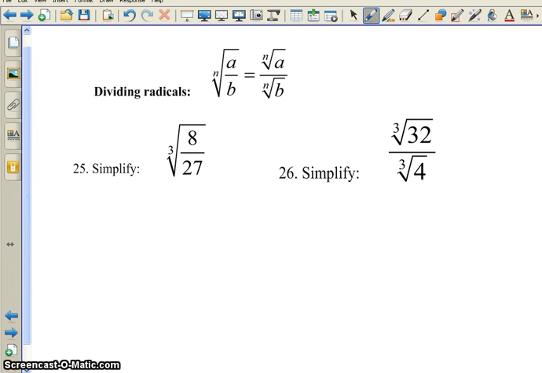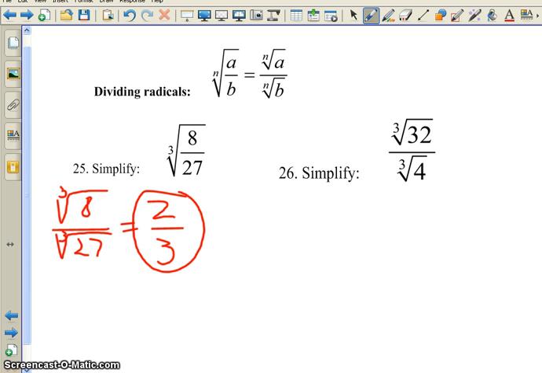The next section is on dividing radicals. And here we're just going to break it up, so we would have the cubed root of 8 over the cubed root of 27, which would just be 2 over 3.